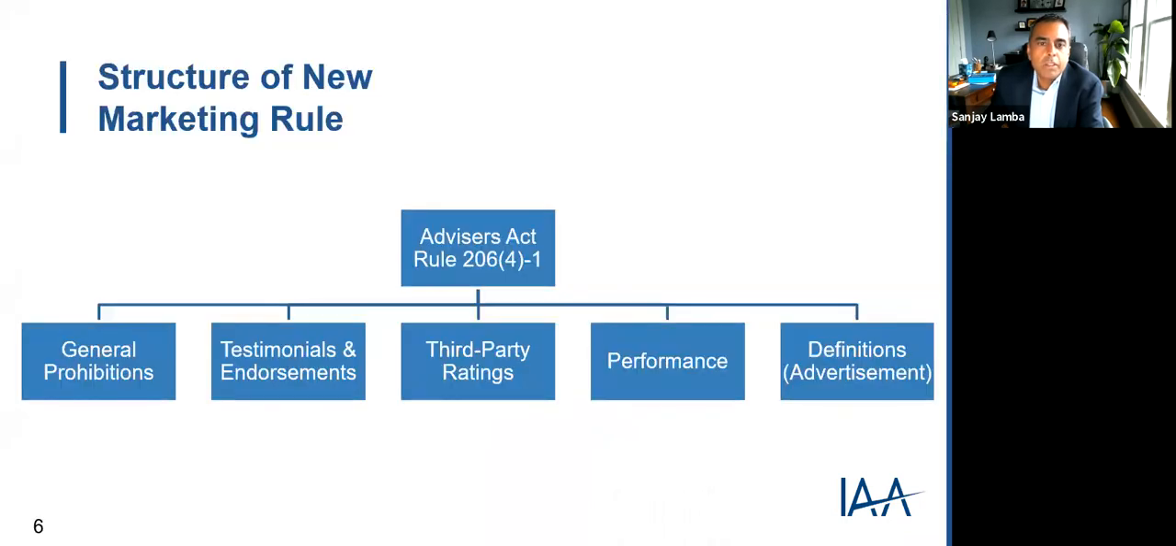So the current advertising rule 206(4)-1 has been completely rewritten to address advertising and solicitation activities. They've essentially merged the two prior rules together and created a completely new rule. Now, as you can see from this slide, the structure of the rule is these various provisions. You have the general prohibitions, which we'll talk about today. There's a section that talks about testimonials and endorsements. There's a section devoted to third-party ratings, a detailed section devoted to performance advertising. At the end, you have a definition of some of the various terms that are used throughout the rule text, including the definition of advertising, which I would like to turn to next, Megan.